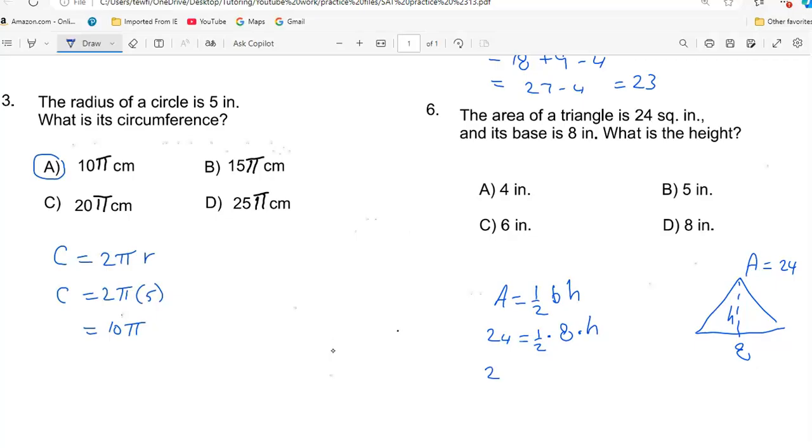So 24 equals, what's half times 8? That is 4. So 4h. To find h, to find the height, all you have to do is divide both sides by 4. You're going to get 6 equal to the height. So the height here is 6 inches, which is choice C. And that was the last one.